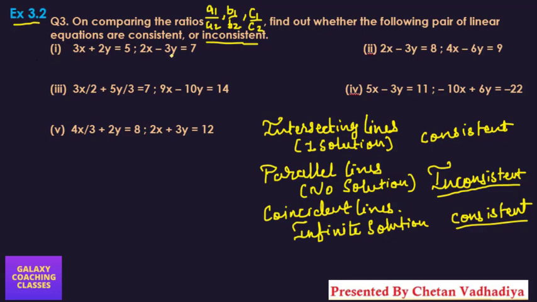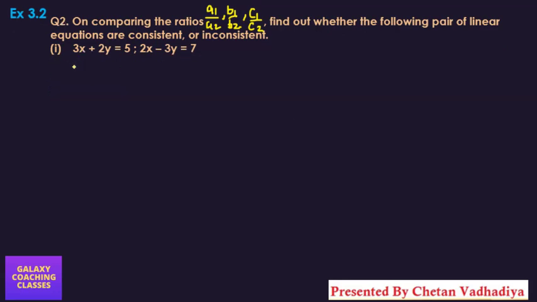Let us start with question number 1. From this equation your a1 will be 3, b1 will be 2, and if you want to arrange this in standard form, then also you can arrange. So you will get c1 equals minus, how? By arranging this in standard form.